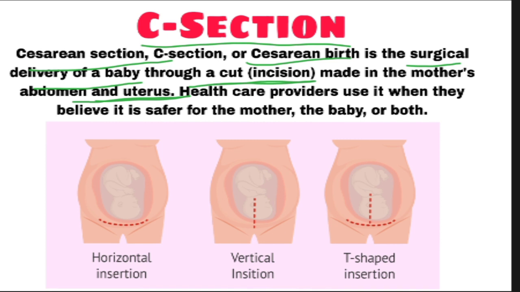And this C-section is performed in various types. These two types are the common ones: one is the horizontal cut and the other is the vertical cut. The T-shape cut is very rarely performed, but still it is also performed. We will perform C-section only if it is the healthiest option for the mother.